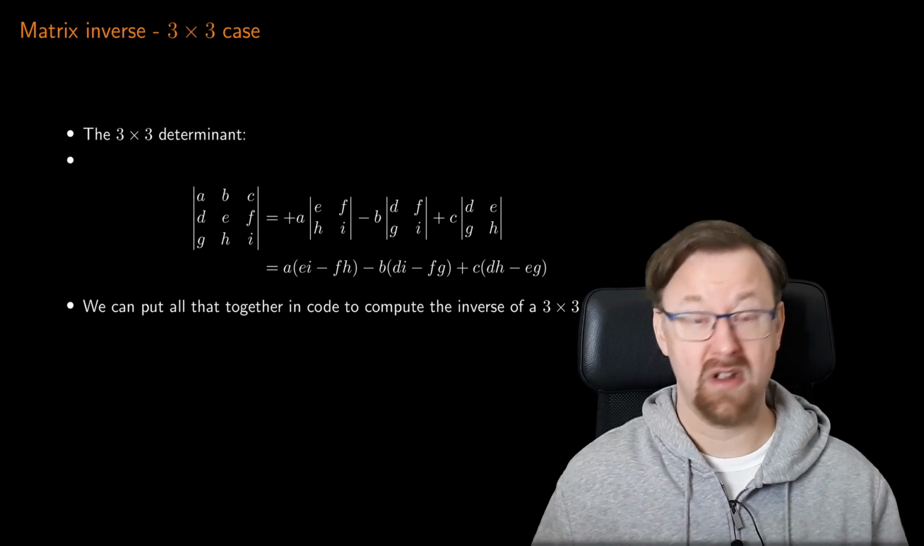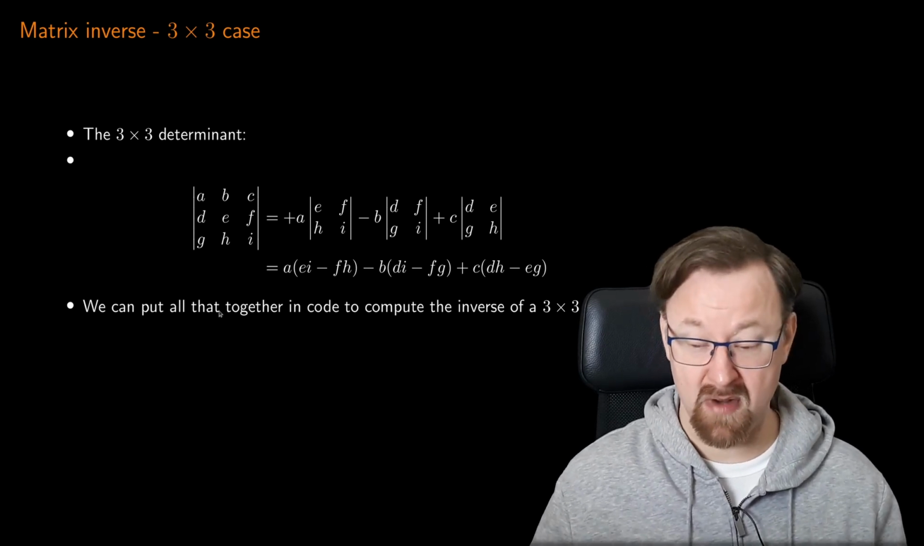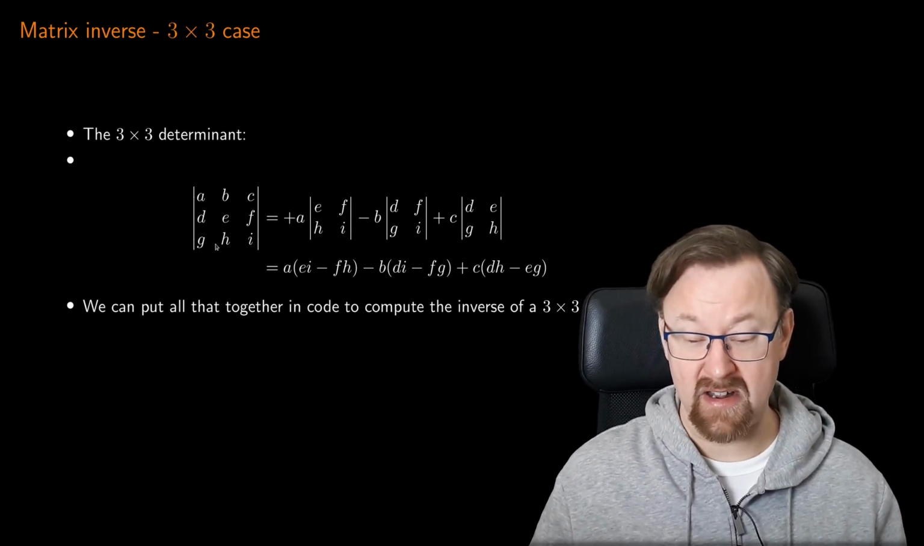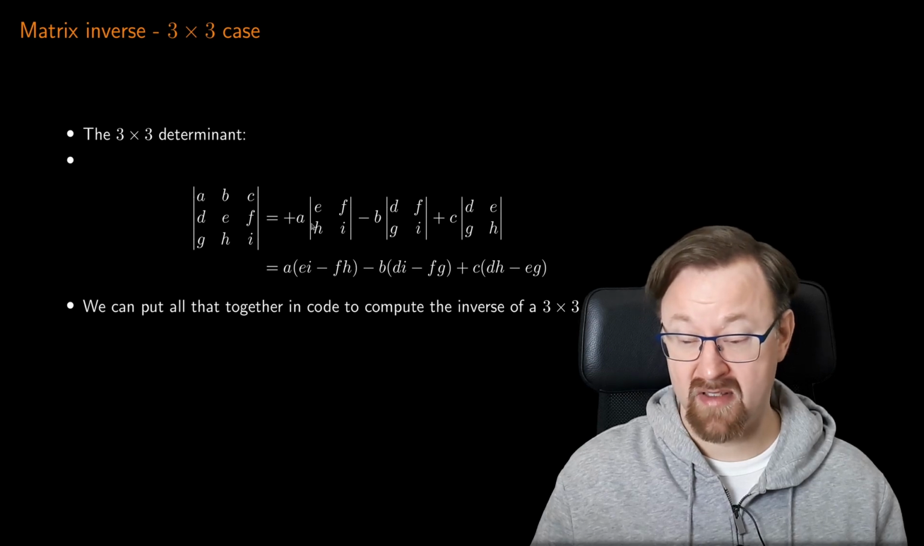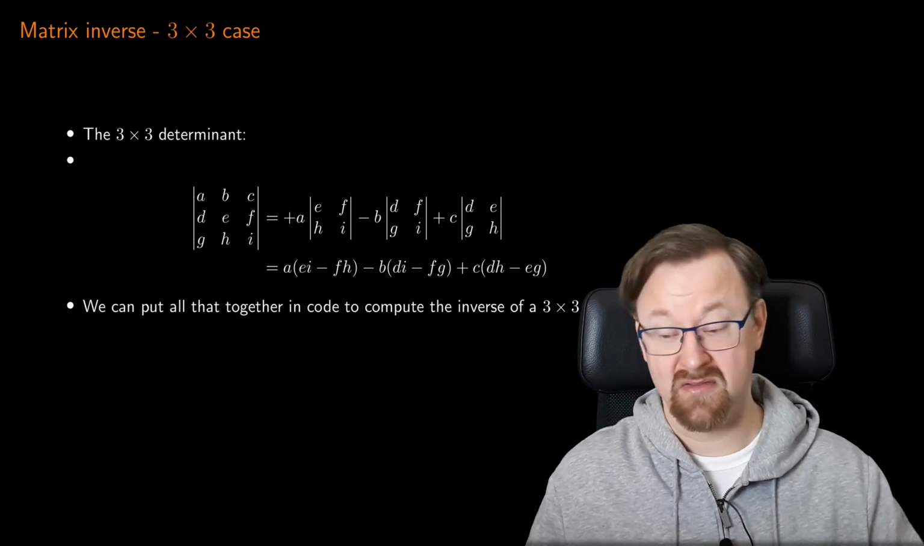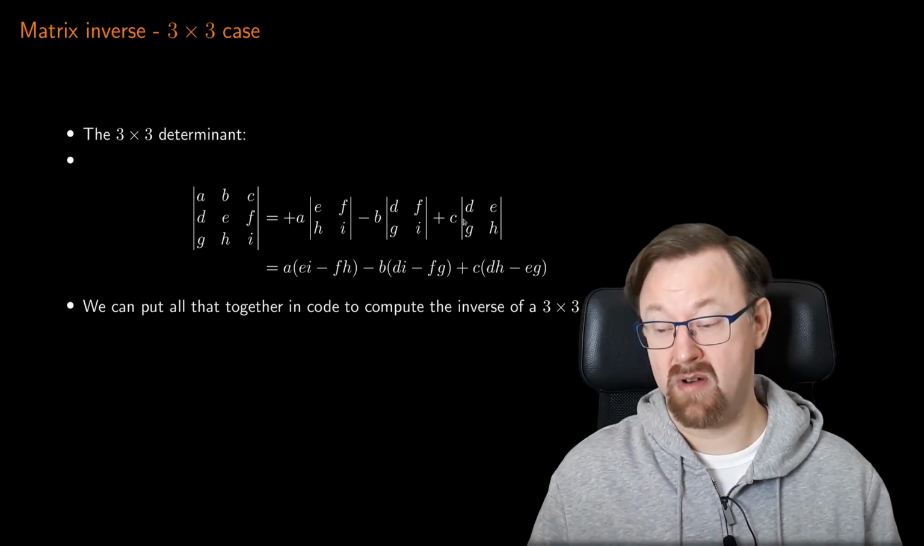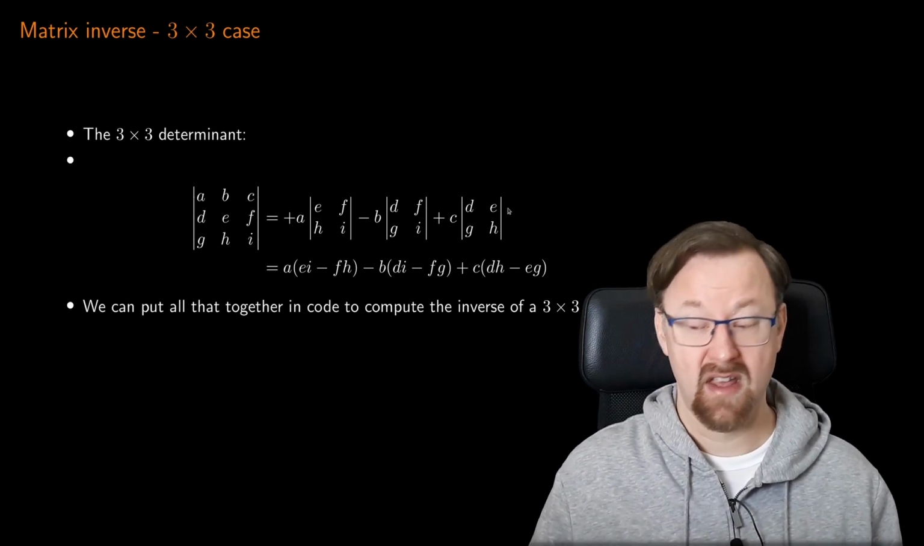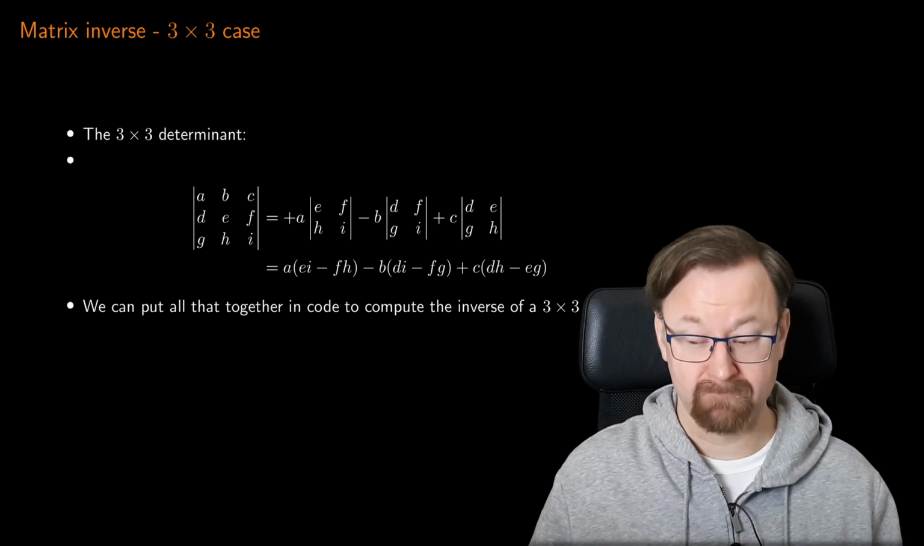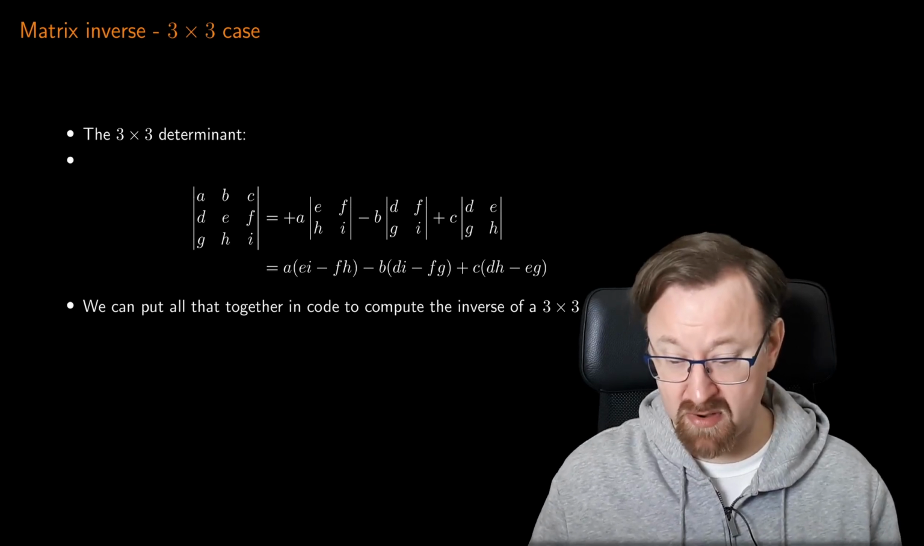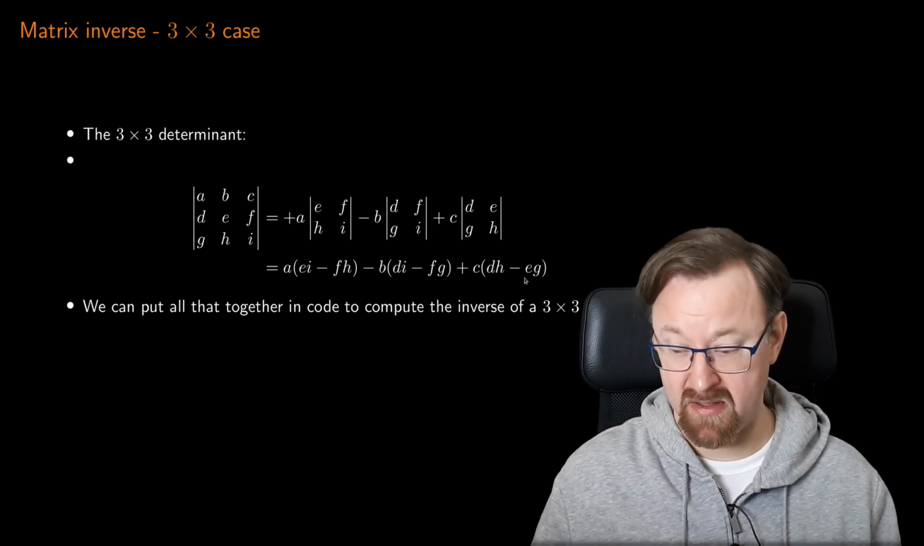And that, again, we can write that down. It's a fairly simple formula. For a matrix A, B, C, D, E, F, G, H, I, we simply have plus A times the determinant of E, F, H, I minus B times the determinant of D, F, G, I plus C times the determinant of D, E, G, H. Okay? And that's quite straightforward, and we can write that down in this format here.